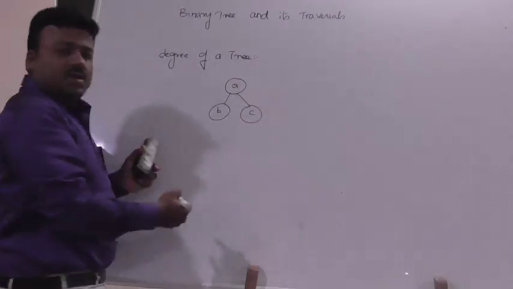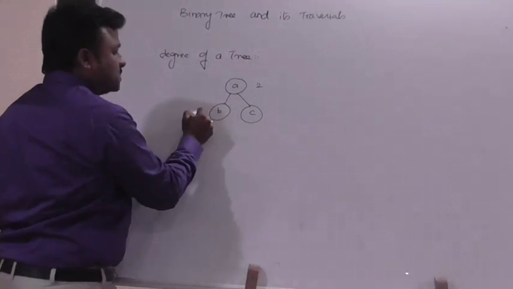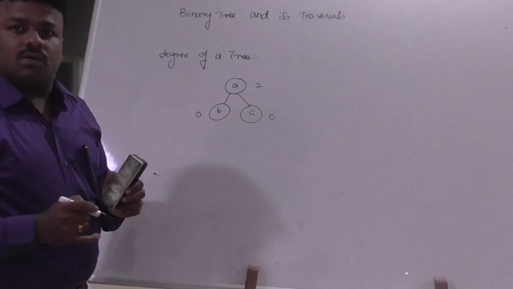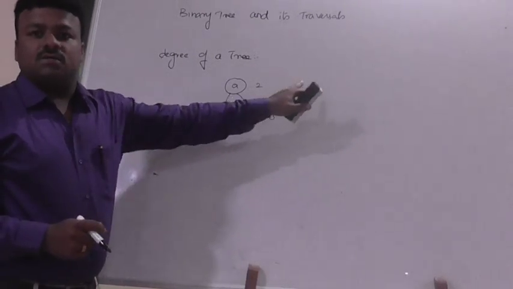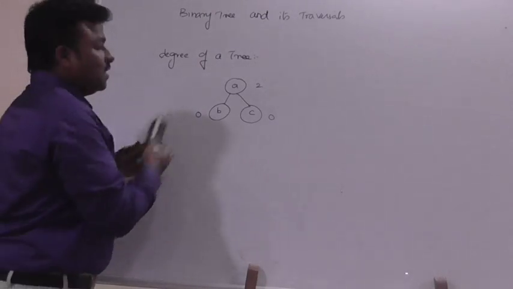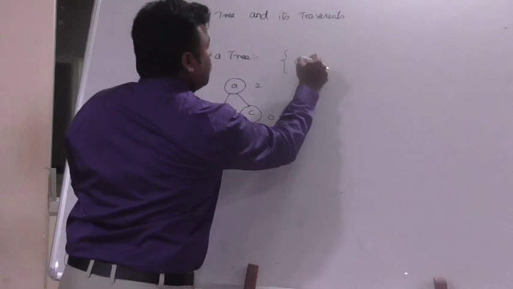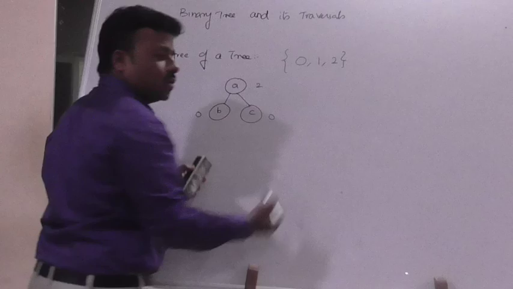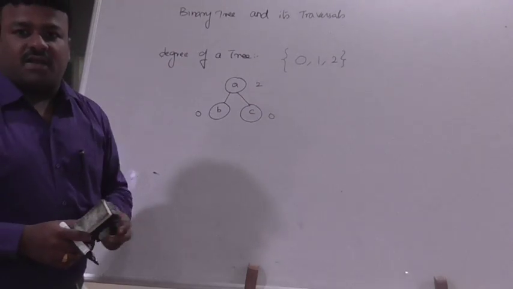if this is the tree, node A is having degree 2 and node B is having degree 0, C is also having degree 0. Finally, we can say that the degree of the tree is 2. Like this, if the degree of a tree is either 0 or 1 or 2, then obviously we can say that it is a binary tree.